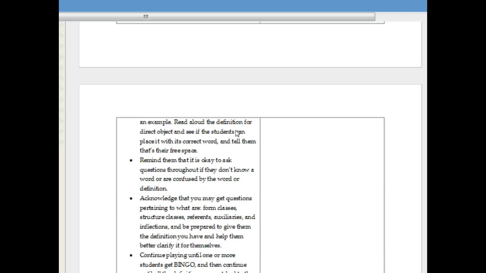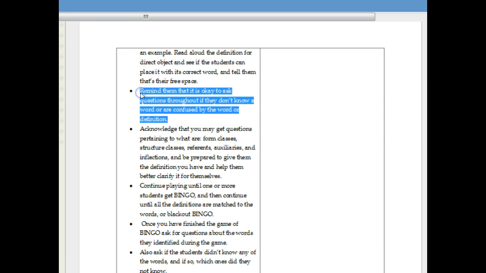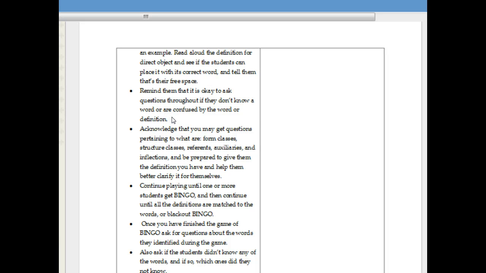All right, show them what to expect in the game, read aloud the definition for direct object, and see if the students can place it with the correct word. All right. Okay to ask questions if they don't know a word or are confused by a word or definition. If you're anticipating this already, it means you're anticipating they're not going to know. So jumping right into an assessment, like, a direct object is a noun that works with the transitive verb. If you anticipate the kids staring at you going, oh, what? Then don't do this activity. Direct instruct them first, then do the activity for review, okay?